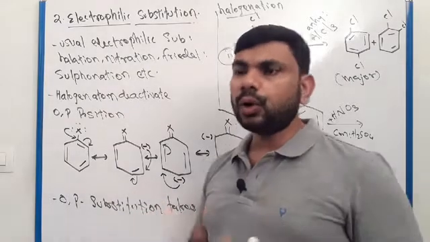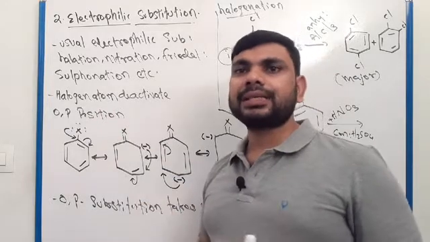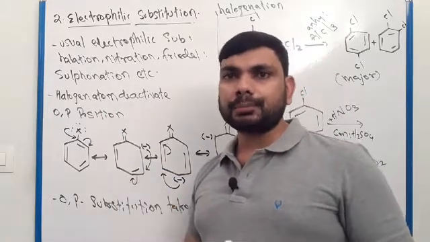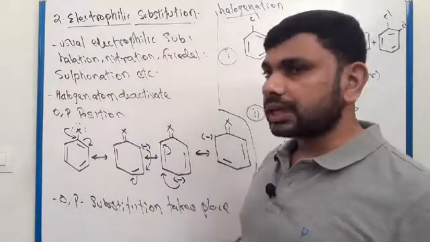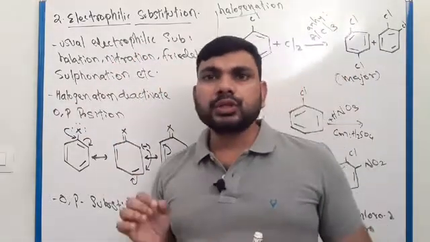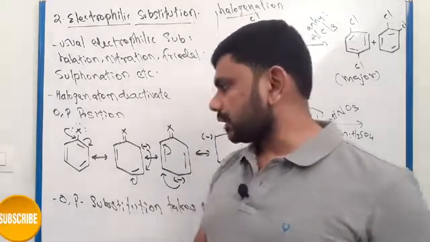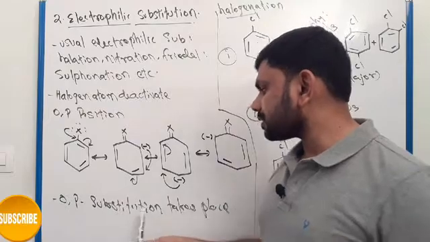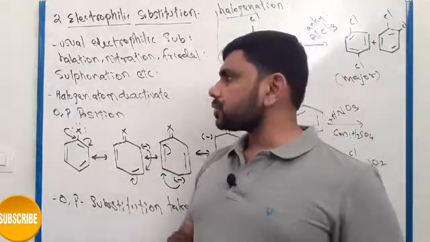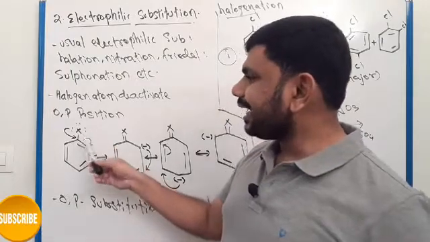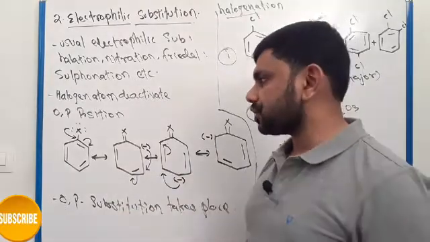In haloarenes, halogens deactivate the ring, but direct to ortho and para position. That's why during electrophilic substitution reactions of haloarene, ortho and para substitution takes place in haloarenes, because the halogens present in haloarenes deactivate the ring but direct to ortho and para positions.